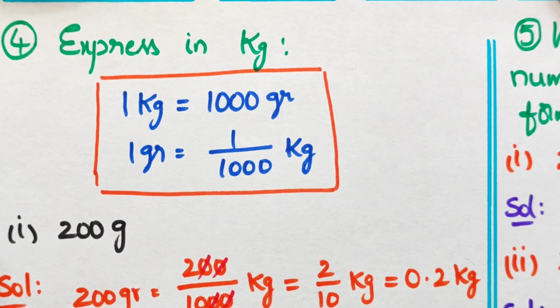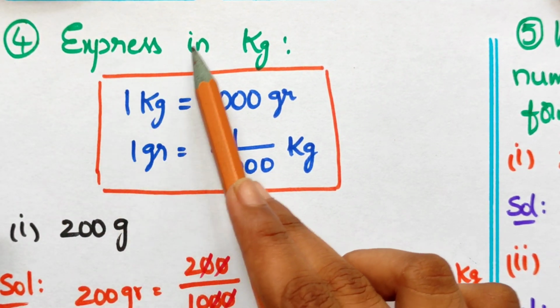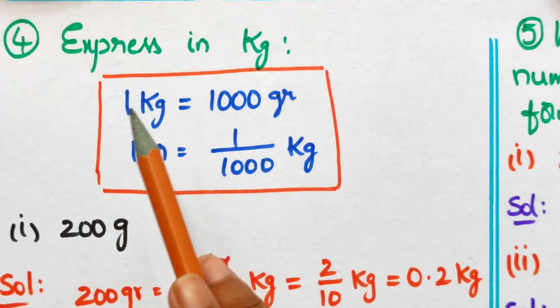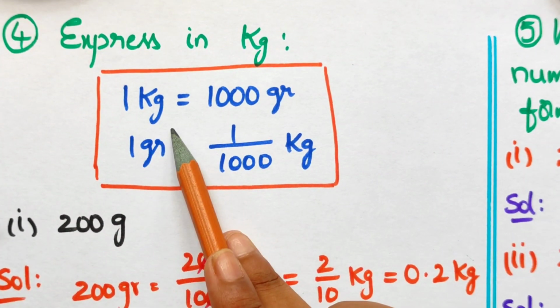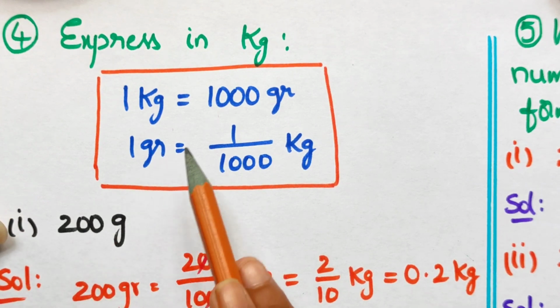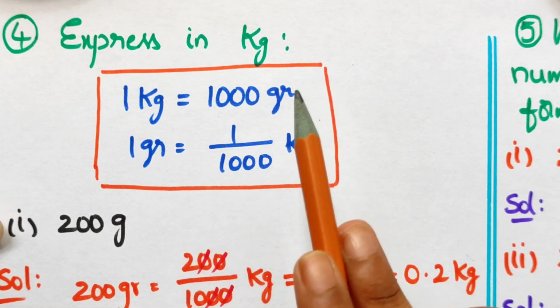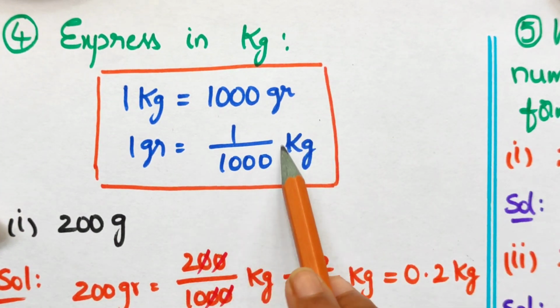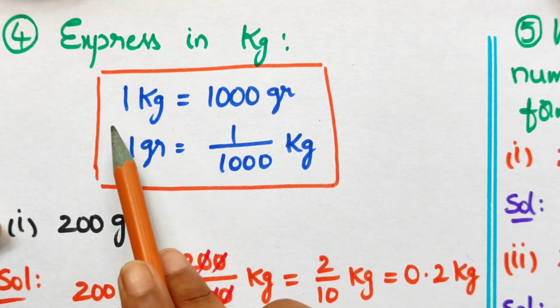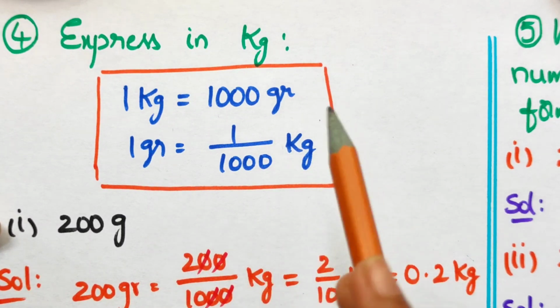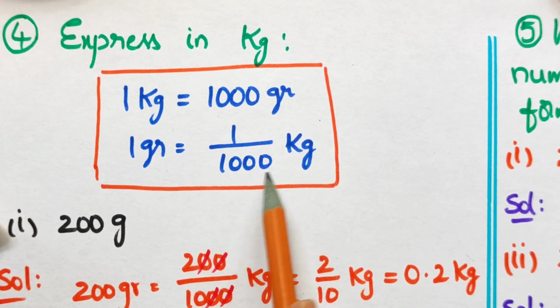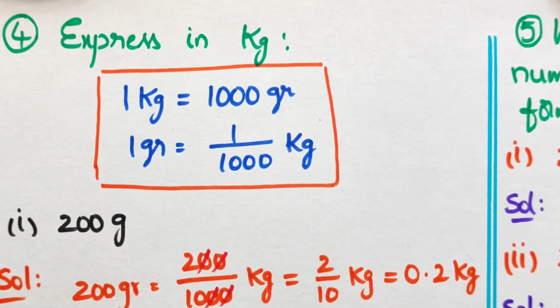Okay friends, now let us see the fourth question, that is, express in kg. Now let us note some points. 1 kg is equal to 1000 grams. Then 1 gram is equal to 1 gram out of 1000 grams. Clear? 1 kg is equal to 1000 grams. Then 1 gram is equal to 1 gram out of 1000 grams. That means 1 by 1000 kg.